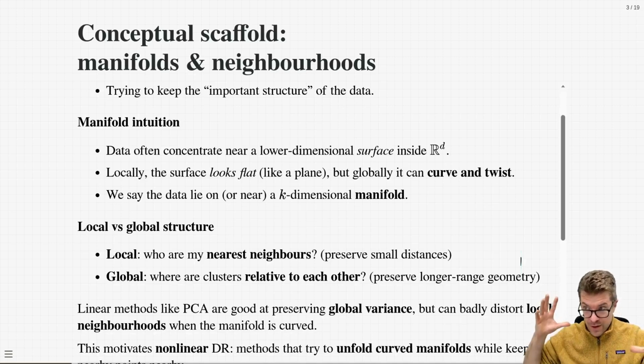So inside all of R^d, there are small surfaces. Locally, like very zoomed in, the surface can look flat like a hyperplane. But globally, it can kind of curve and twist in various ways. And we say that data will lie on or near this k-dimensional manifold.